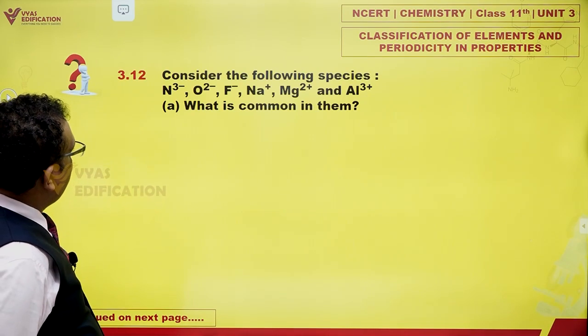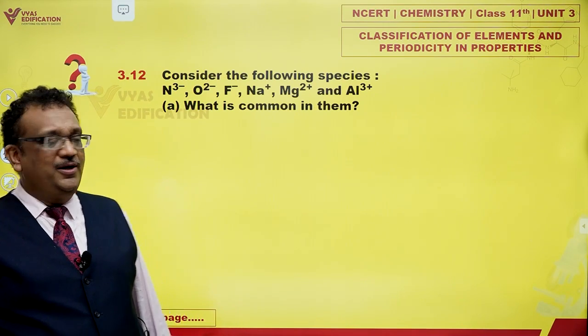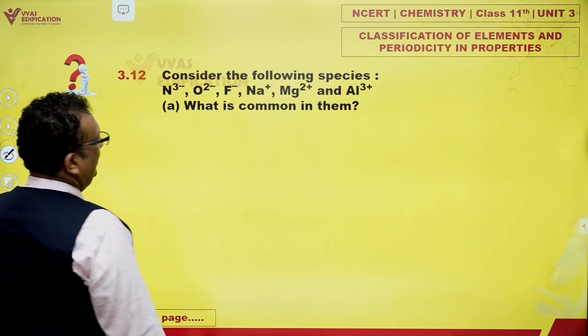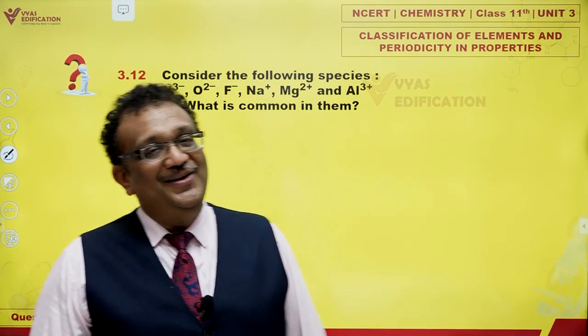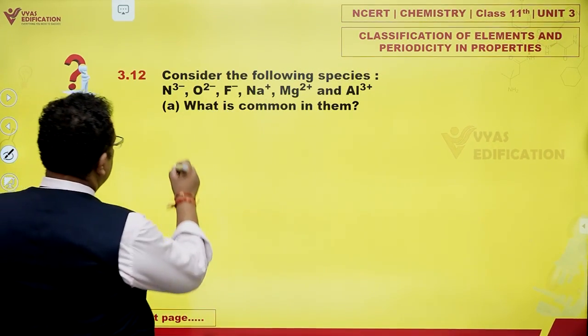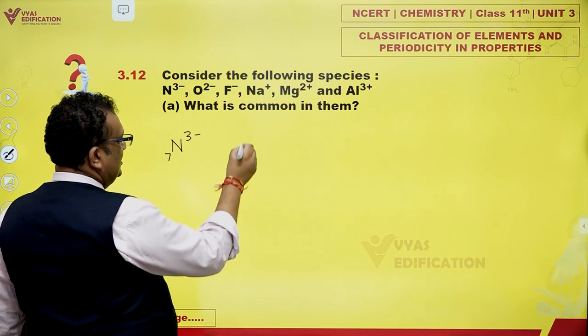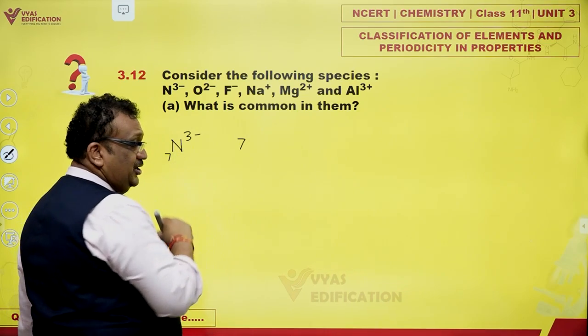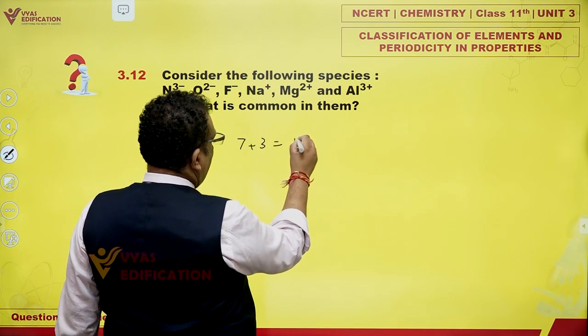Consider the following species. What is common in them? We just took a look. Nitride, oxide, fluoride, sodium, magnesium, aluminium, all of them have 10 electrons each. They are isoelectronic. Take the nitride ion: 7 protons in the nucleus, that means 7 plus 3, 10 electrons.